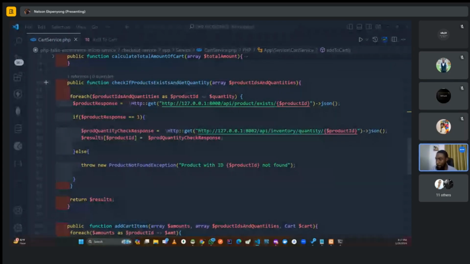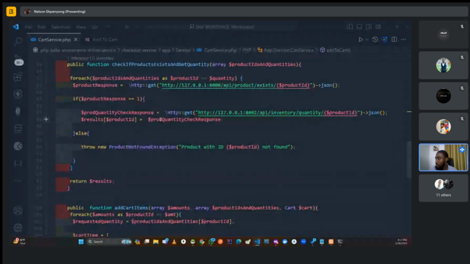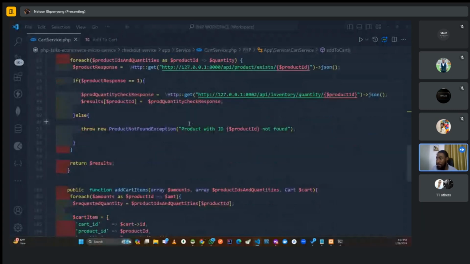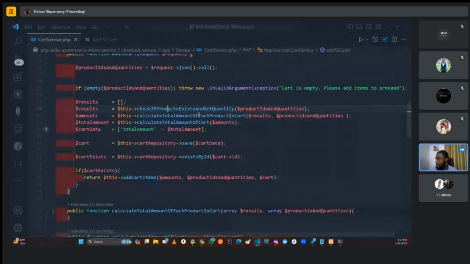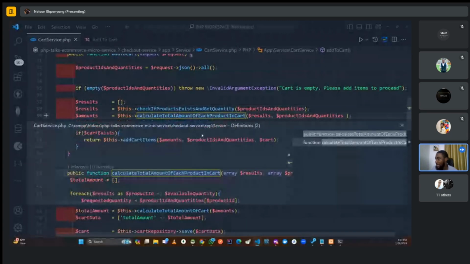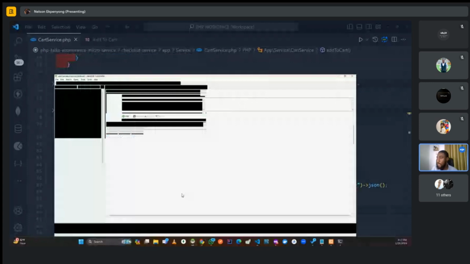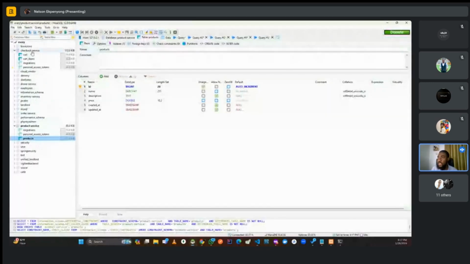All right. So now here I am. When I get it, I'll put it in a variable called result. If not, I'll say that the product ID doesn't exist. Then this method calculates the amount of each product in the cart. Now let me quickly say this. The checkout service has its own database. Look at it.